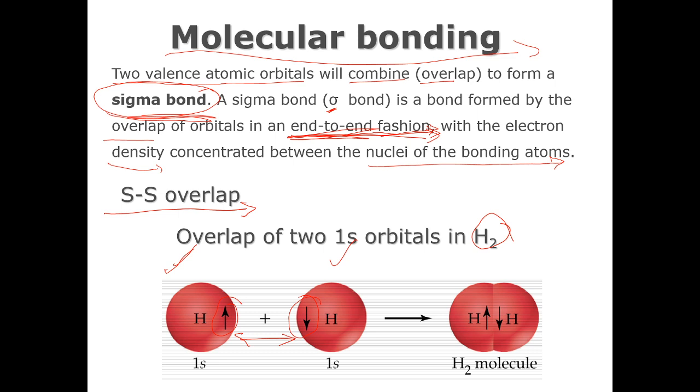What they give you is this, which is what you now refer to as a sigma bond. In the sigma bond, the electron density is concentrated in the center between the two atoms. This will overlap with that, and they fuse together like this to give you a molecular orbital.